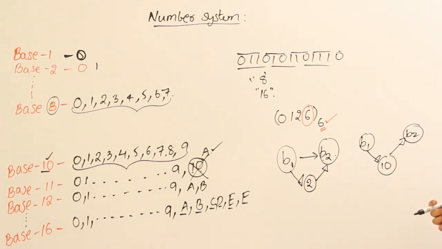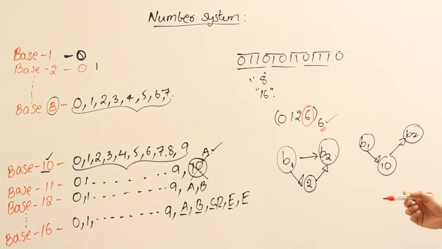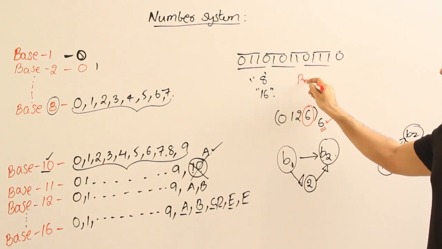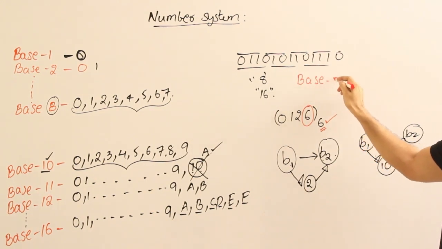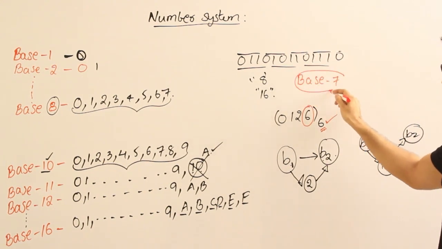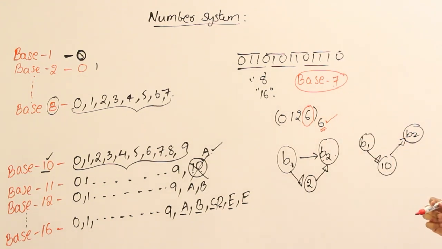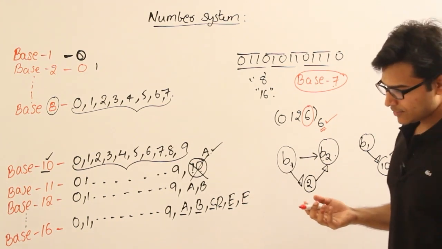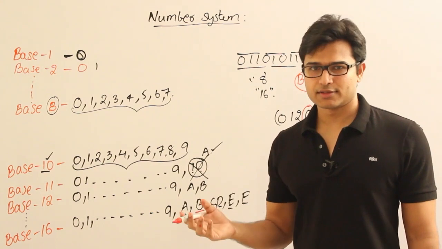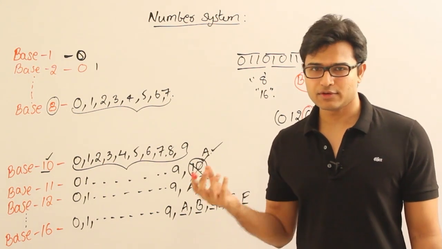And then they might even form some weird number systems like this. They might say that we have formed a new number system with base 7, and base 7 is supposed to have how many symbols, how many digits? 7 digits, right? Generally the convention is that we have 0 to 6, which is nothing but 7 symbols or 7 digits.